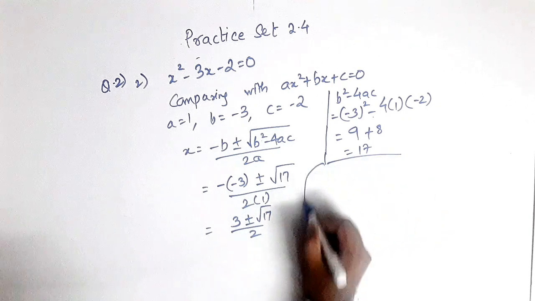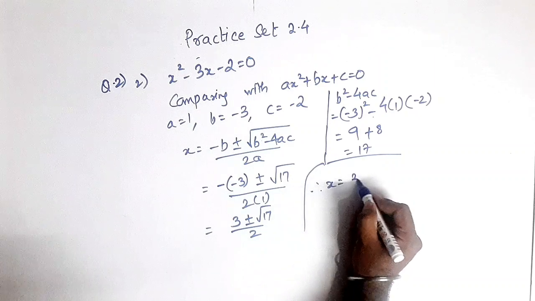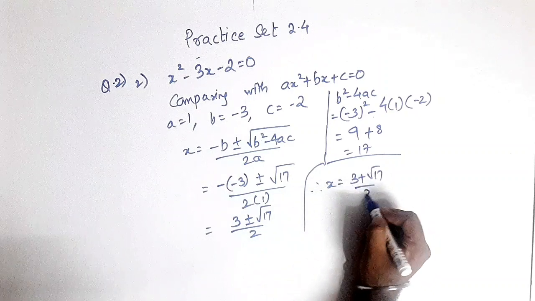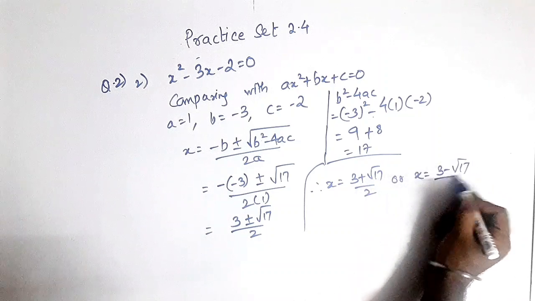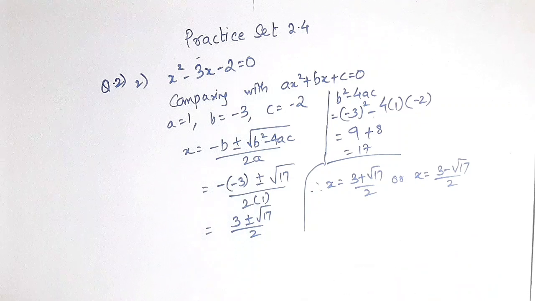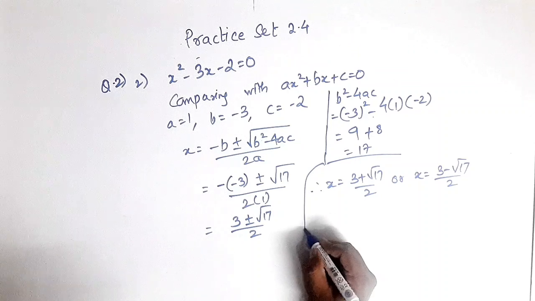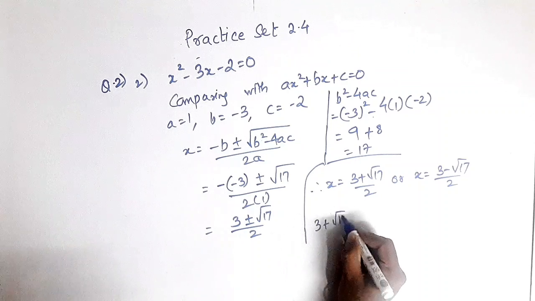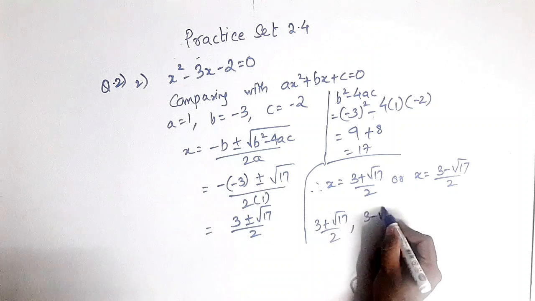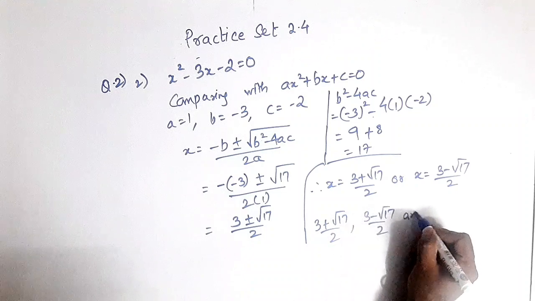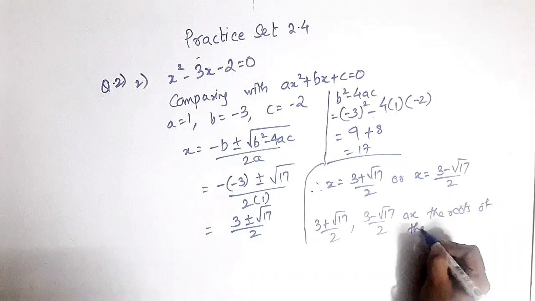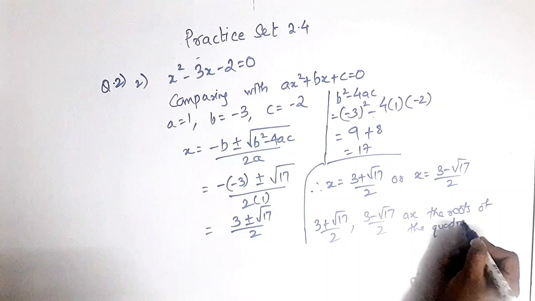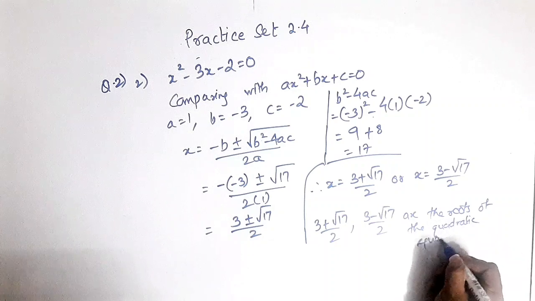So therefore x is equal to 3 plus root 17 upon 2, or x is equal to 3 minus root 17 upon 2. These are the roots of the quadratic equation. So you can write it like this: 3 plus root 17 upon 2, comma, 3 minus root 17 upon 2 are the roots of the quadratic equation.